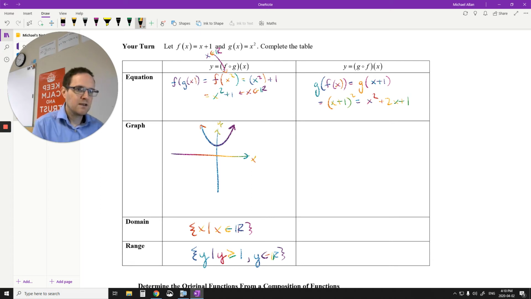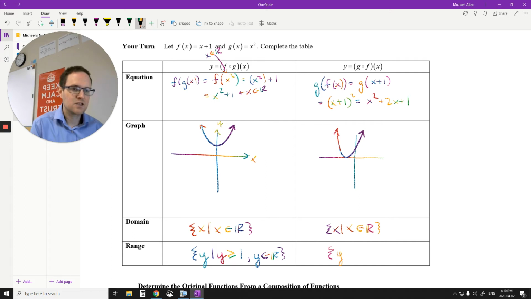Okay. Now that graph will look like this. Right? Just a horizontal translation to the left. All right, this was a vertical translation upwards. I still have all real x, because both those equations are defined for all real x in the first place. And my range is going to be greater than or equal to 0 this time. Oh, my range, sorry. There you go.